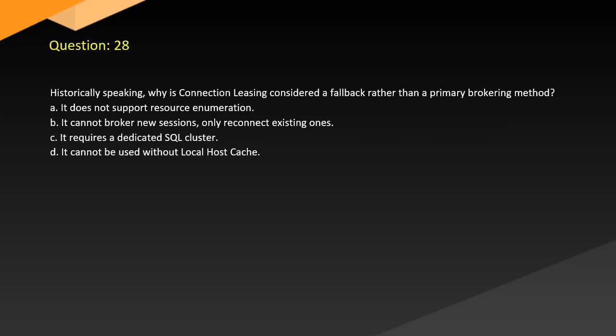Question 28. Historically speaking, why is connection leasing considered a fallback rather than a primary brokering method? A. It does not support resource enumeration. B. It cannot broker new sessions, only reconnect existing ones. C. It requires a dedicated SQL cluster. D. It cannot be used without Local Host Cache.